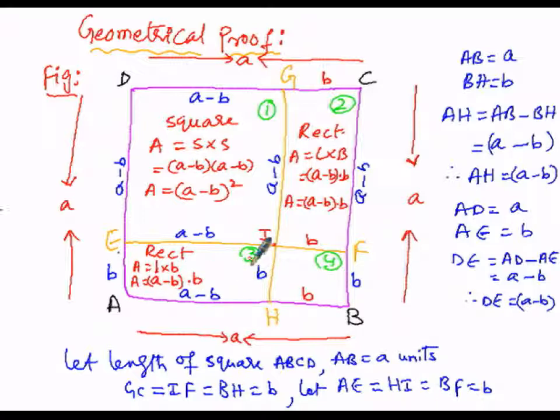In figure number 4, that is HBFI, all sides are equal, each is B units. So it is a square since all sides are equal. Area of the square is side into side, so B into B, that is B square. Therefore the area of the square is B square for figure number 4. Here we have to prove geometrically A minus B whole square as A square minus 2AB plus B square.